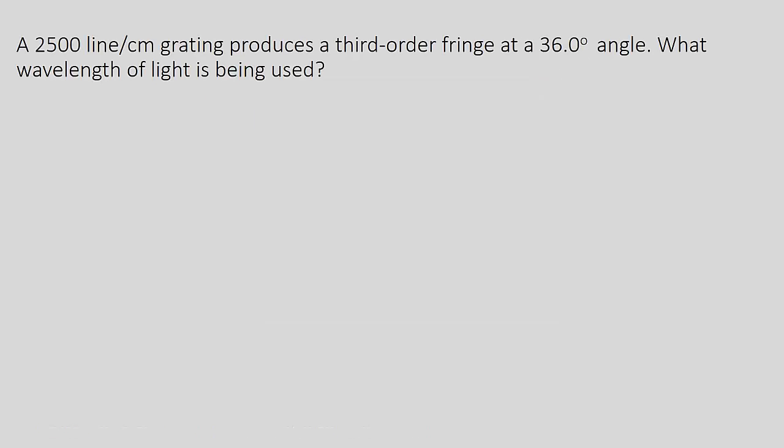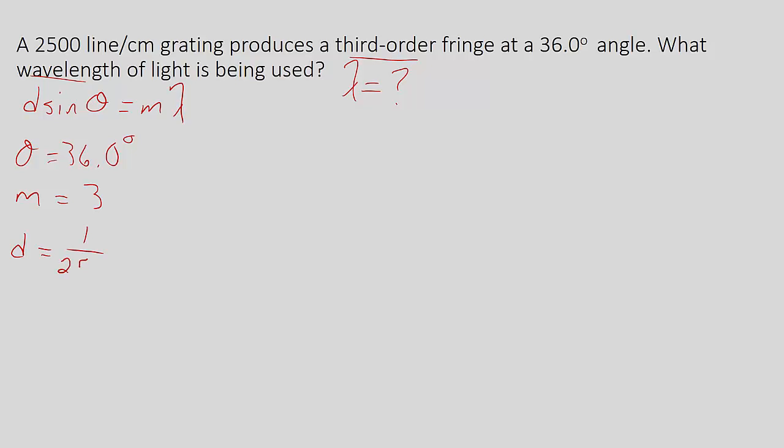Okay, let's do a couple of quick problems. A 2500 line per centimeter grating produces a third order fringe at a 36.0 degree angle. What is the wavelength of light that is being used? Okay, well, remember that we're going to start with the equation d sine theta equals m lambda. We know that theta is 36.0 degrees. We know m is third order, so it's 3. We don't know what lambda is, but we do know that d is 1 over 2500 lines per centimeter, which means then that d is 0.0004 centimeters.